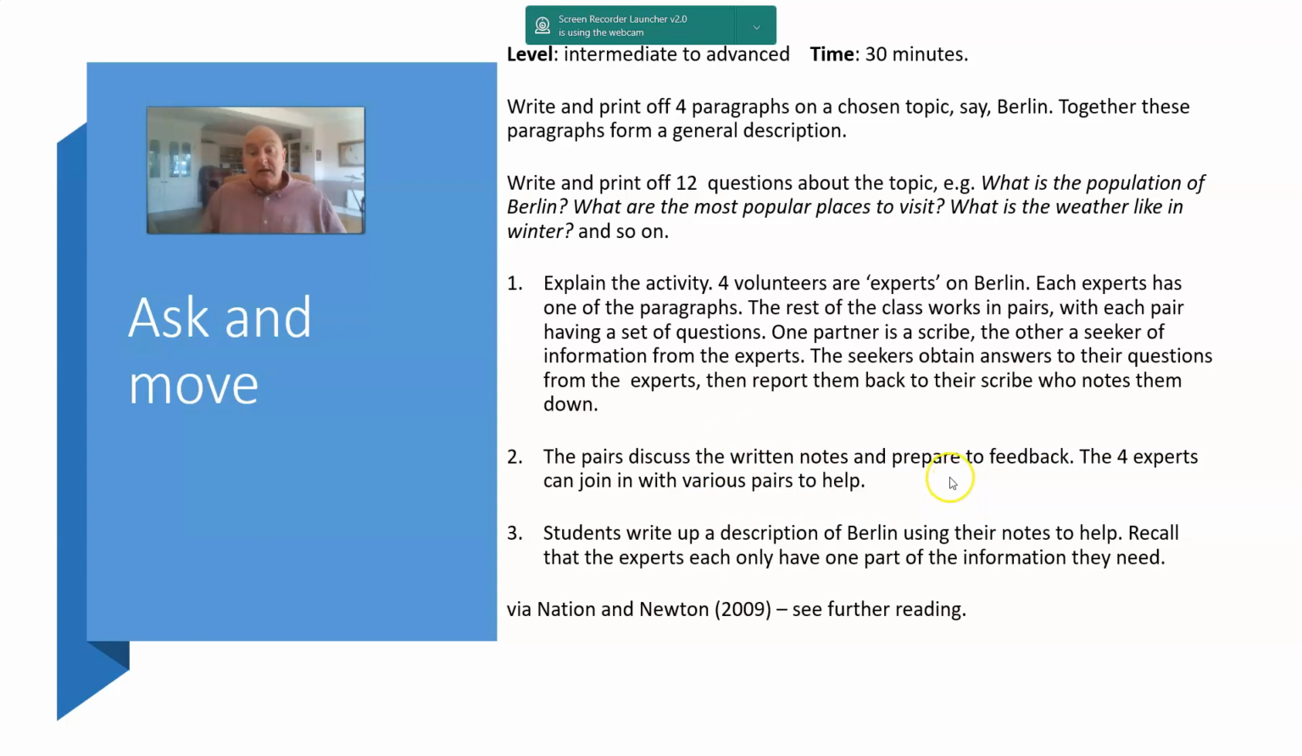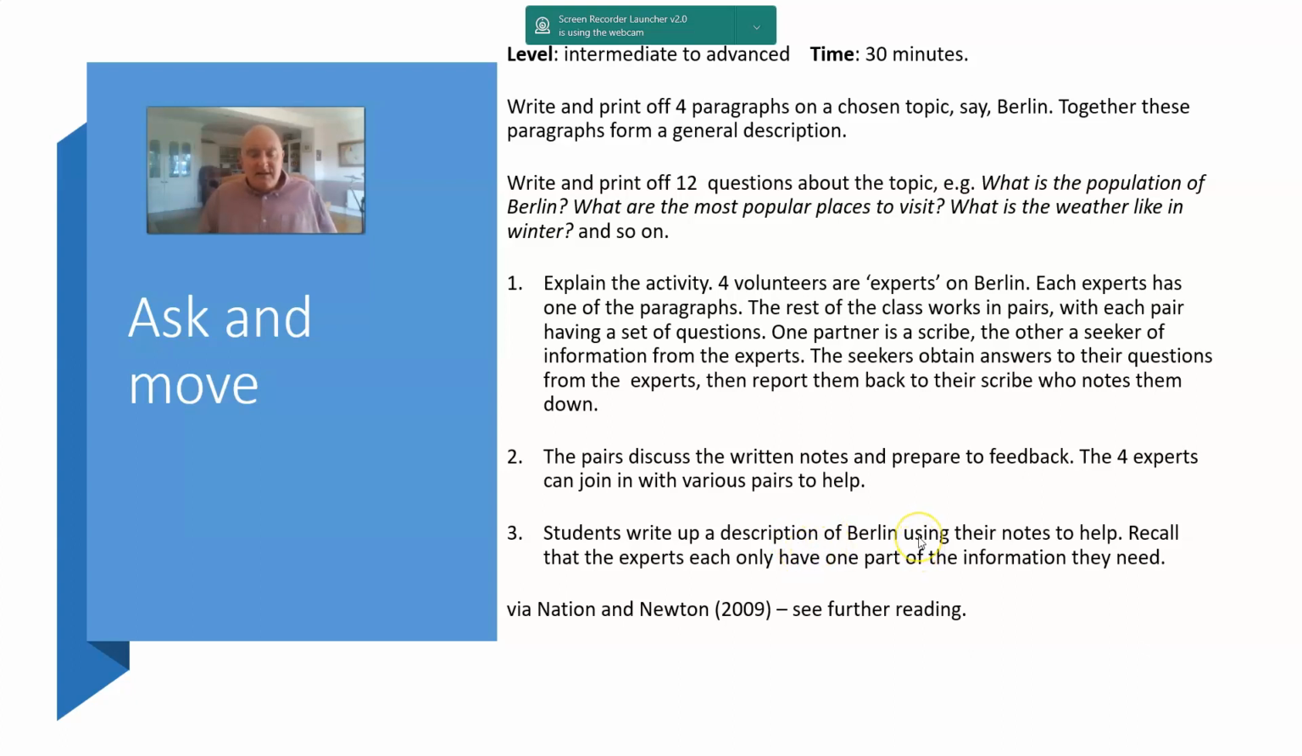And ultimately, the result of this task could be a written description of Berlin or an orally recorded version of Berlin. So that would be at a fairly advanced level, but you could use that at intermediate level as well, and it doesn't necessarily just have to be factual information. It could even be some sort of narrative text that's used.